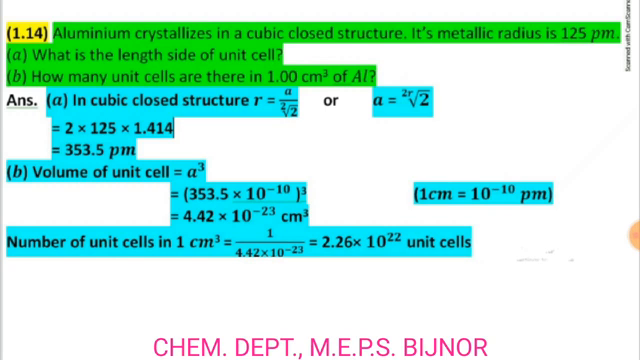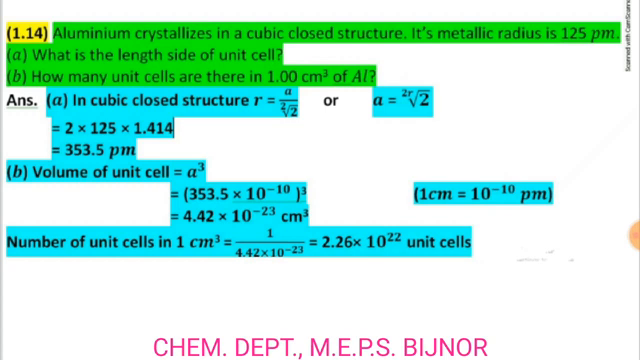Second part: volume of the unit cell is equal to A cube, and the side of the unit cell that came in the first part is 353.5 picometer. So 353.5 into 10 to the power minus 10, because 1 picometer is equal to 10 to the power minus 10 centimeter. So 353.5 multiplied by 10 to the power minus 10, take the cube. After the calculation the value comes to 4.42 into 10 to the power minus 23 cubic centimeter.